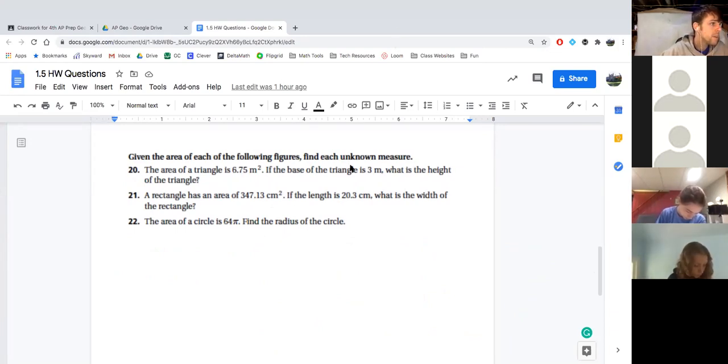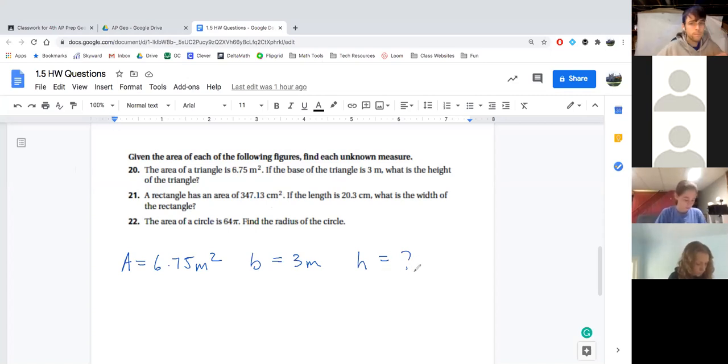So I'm going to go ahead and just do number 20, just to pick one. So the area of a triangle, area is 6.75 meters squared. The base of the triangle is 3 meters. And we want to know the height. So the height is the one we're missing.